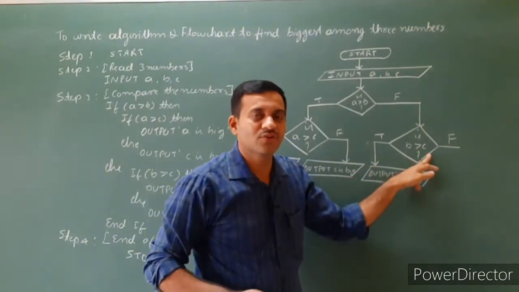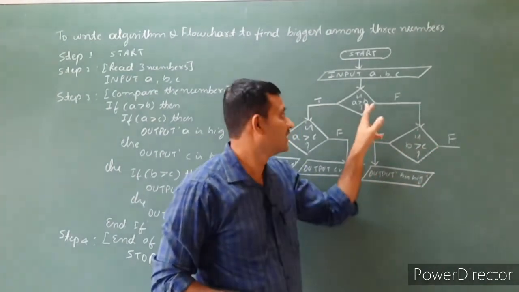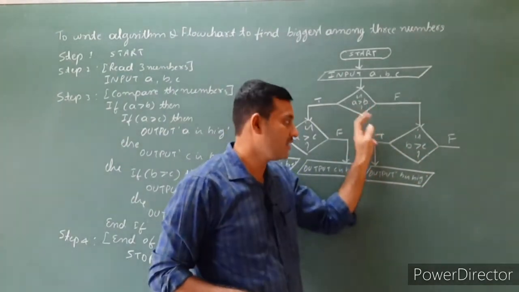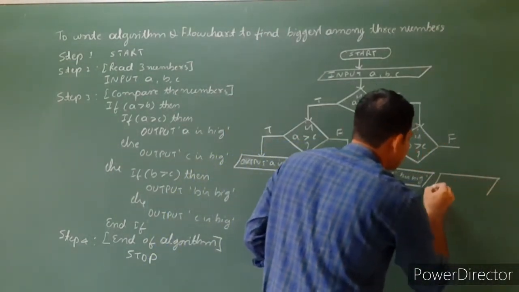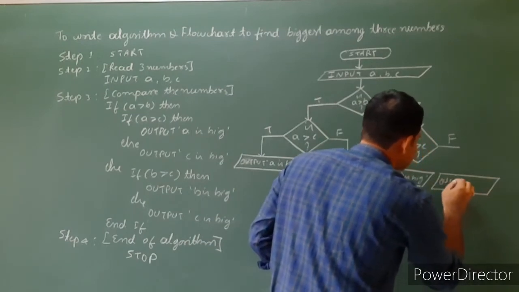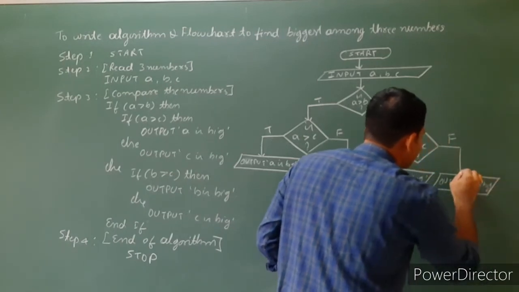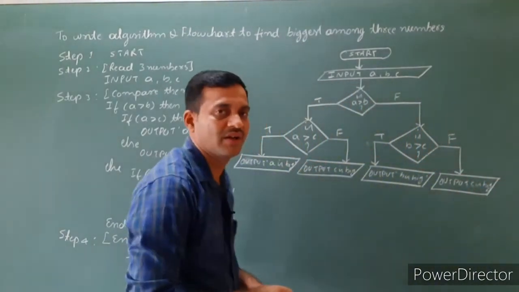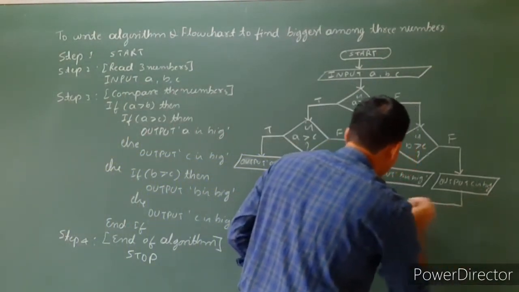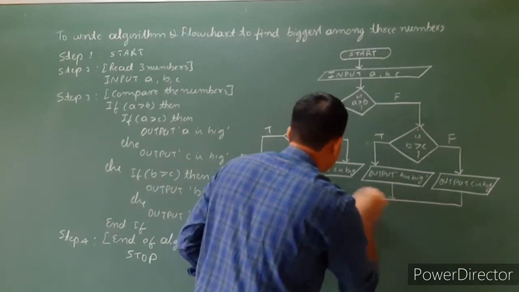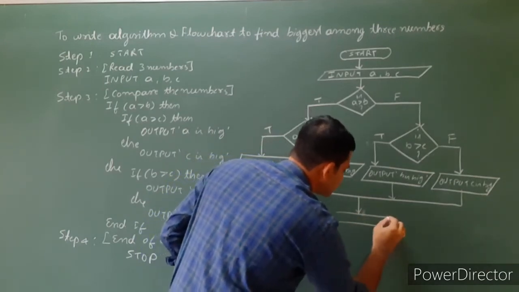Then initially A greater than B is false, meaning B is greater than A, and B greater than C is also false, which means C is the biggest. Here B is greater than A, and C is greater than B, then C is the biggest. Output C is big. Among all these 4 statements, only one set of statements is executed. Then we close the algorithm, we close the program. To close the program, we use stop.